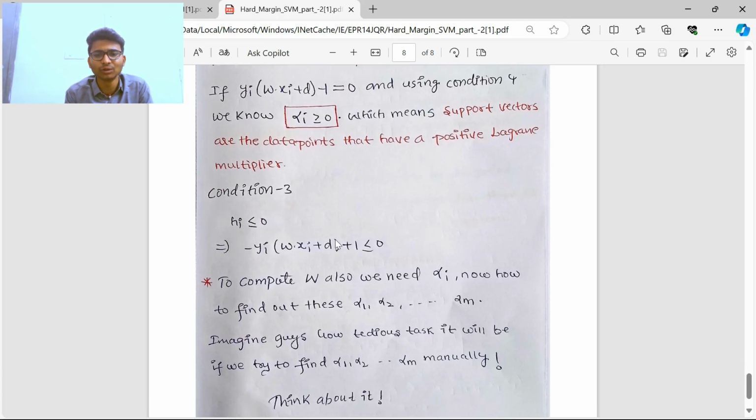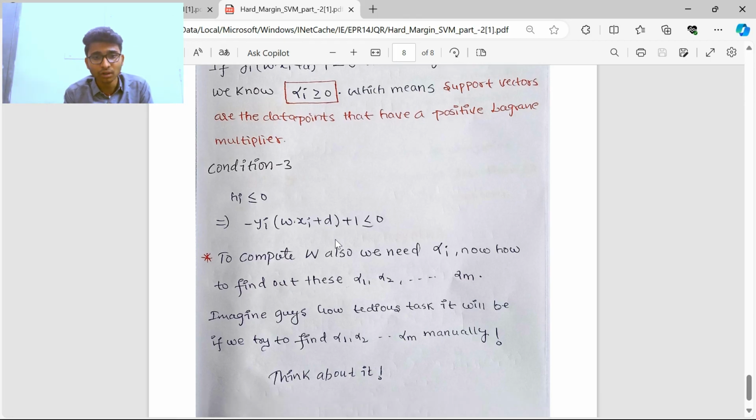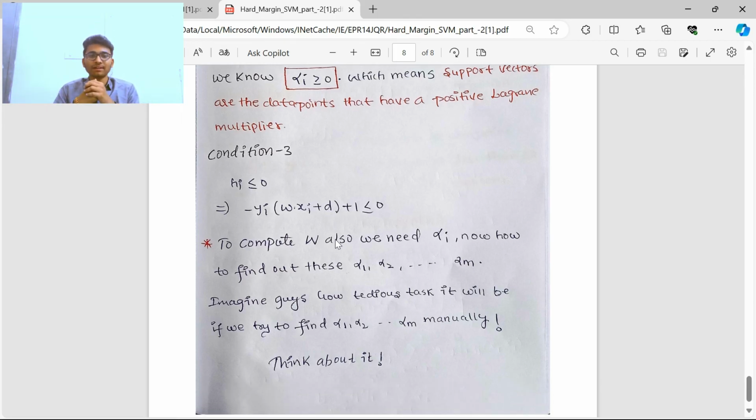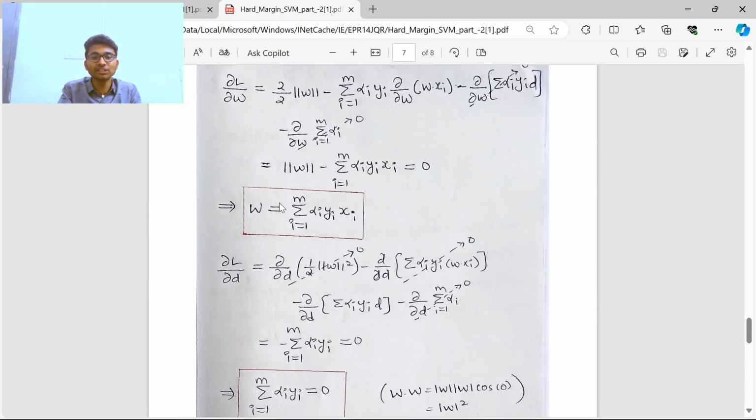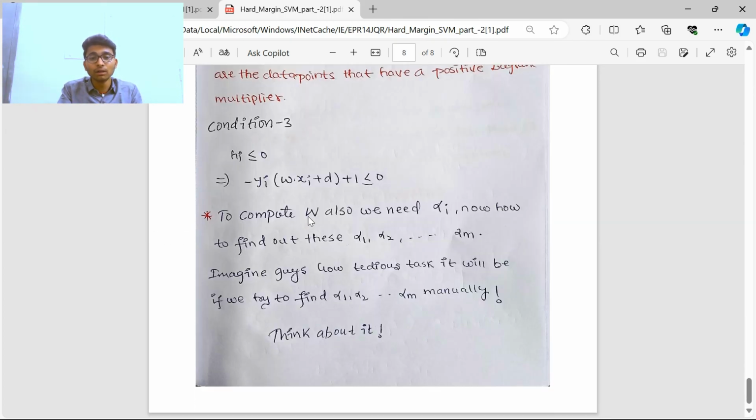I applied it, no use I think. Now to compute W, now see guys, we want W and d. To compute W, we need alpha I, right? Because W is equal to this. We want alpha I. And now to find out the alpha I, we have to find out alpha 1 to alpha m. Alpha I is nothing but m alphas we have.